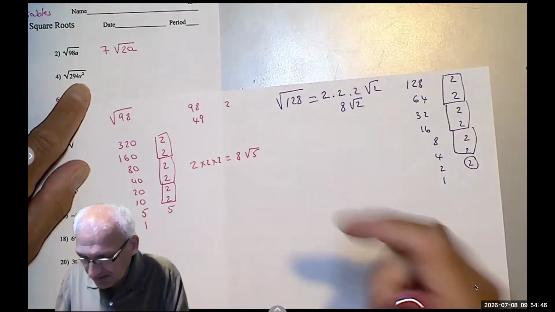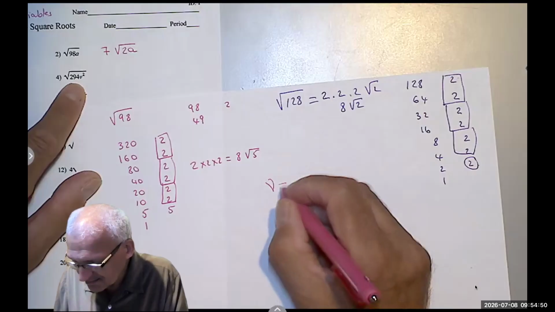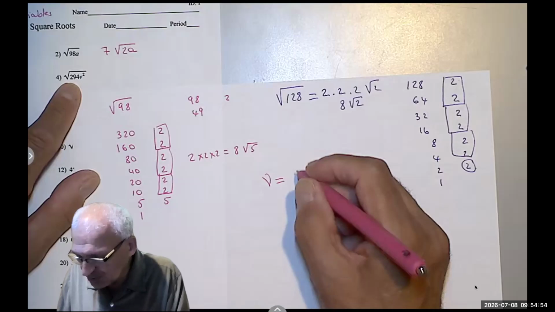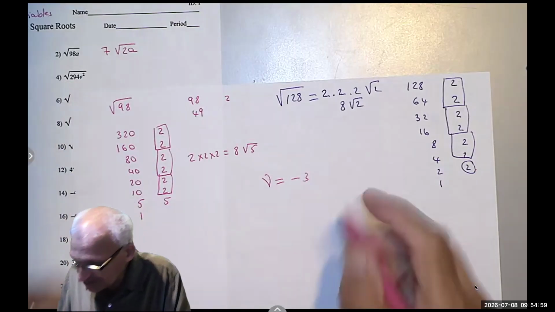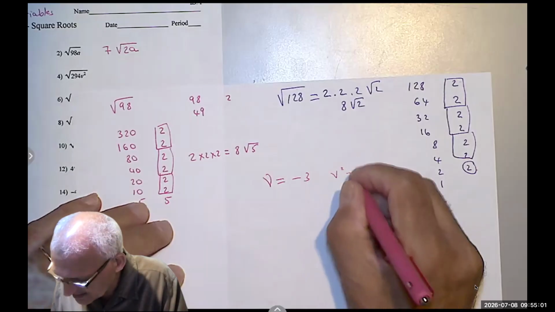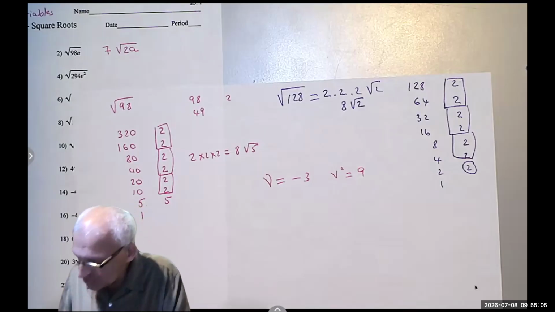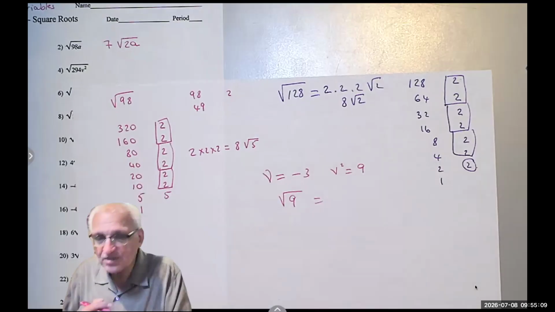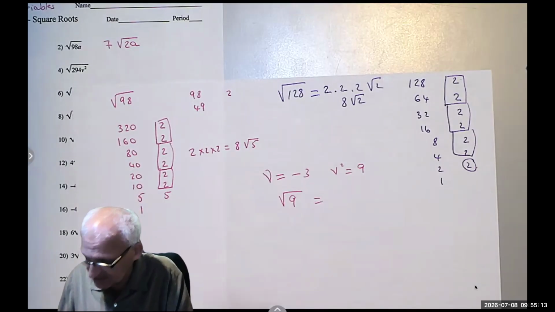Suppose that V, I wrote it as new, but it's V. And let's suppose V is negative 3, which means V square is positive 9, right? Do you see what happens when I take the square root of 9? What is the square root of 9? It's just 3, not plus or minus 3.